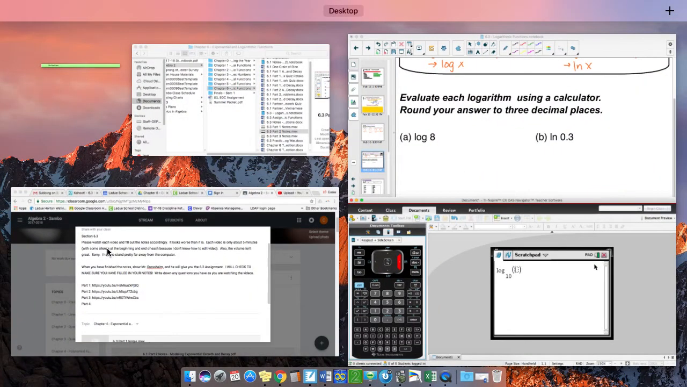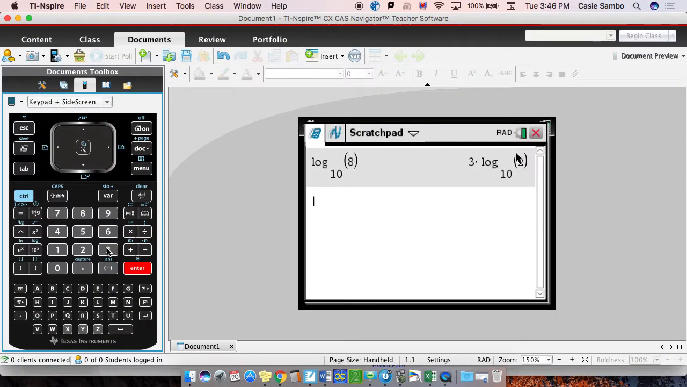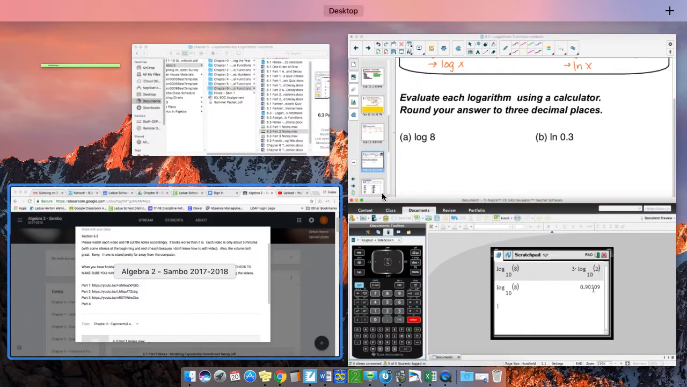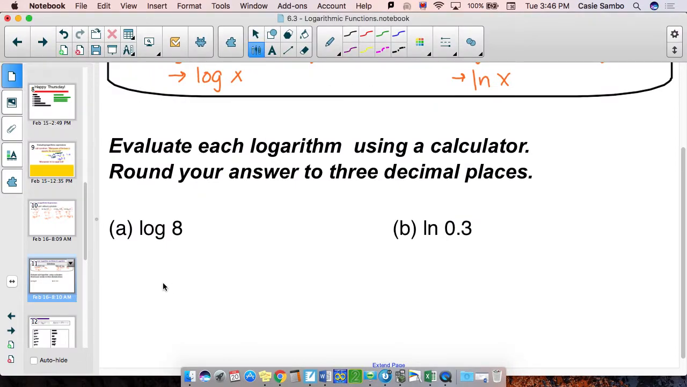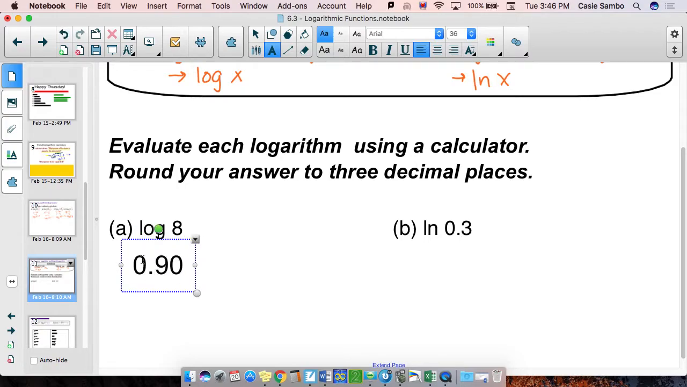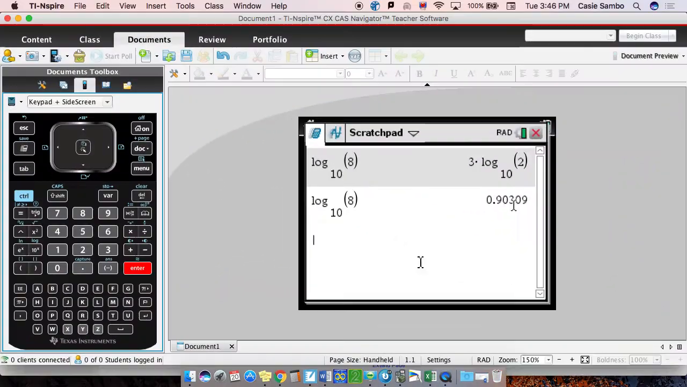And then it was 8, right? Log base 10 of 8. Ooh, that's not what I wanted. Let's see. Log base 10 of 8. Let me try pressing Control, Enter. There we go. That's what I wanted. I wanted a decimal. So it said to round to the nearest 3 places. So our answer here is going to be 0.903.